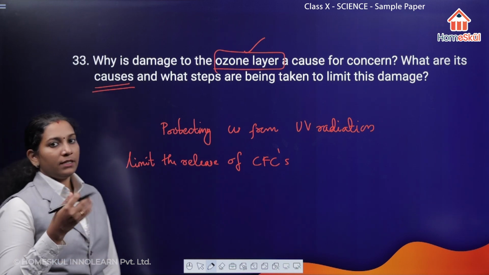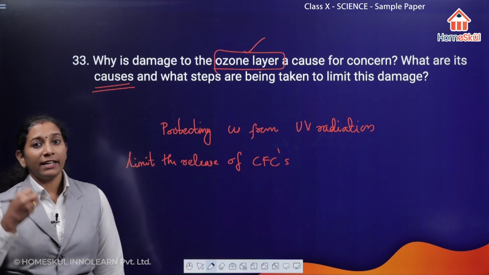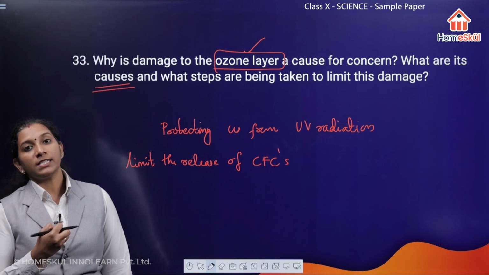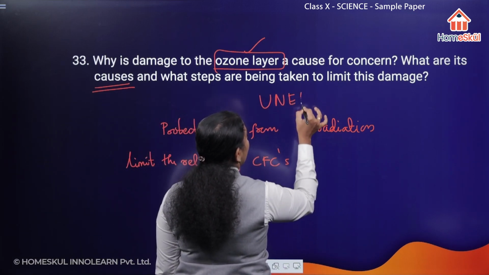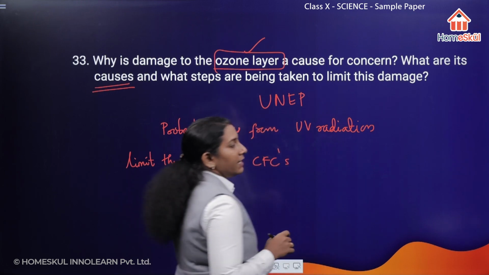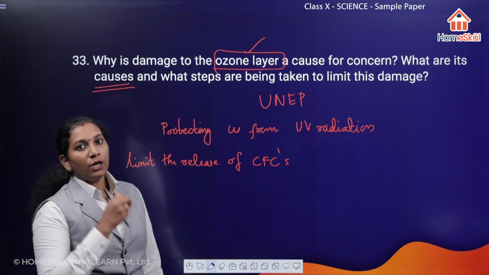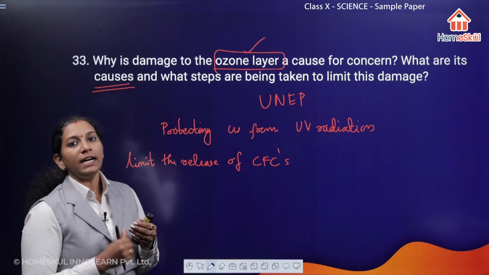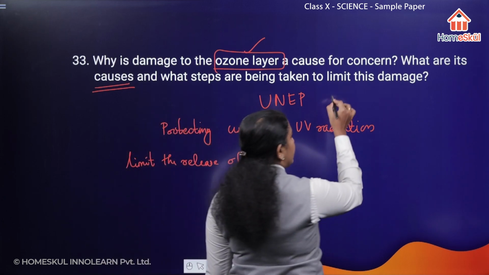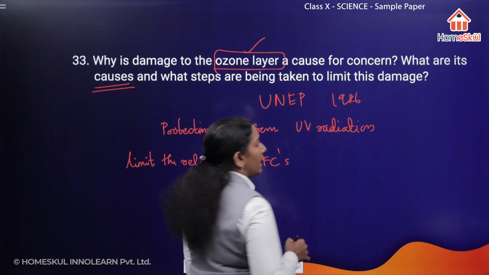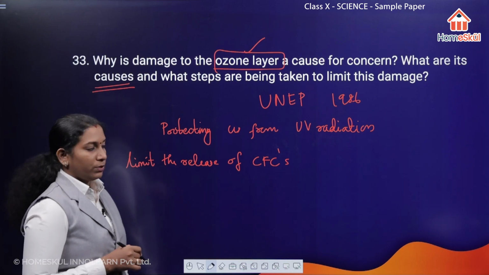Then you know that certain developing countries and developed countries signed and obey the rules and restrictions of UNEP, that is the United Nations Environment Program, to lower or limit the release of these CFCs, in 1986, as per the rule of 1986, right. So, this is the main cause of concern.